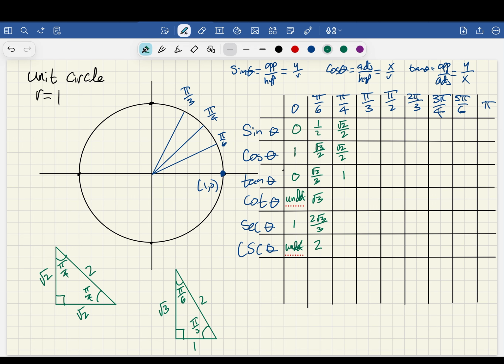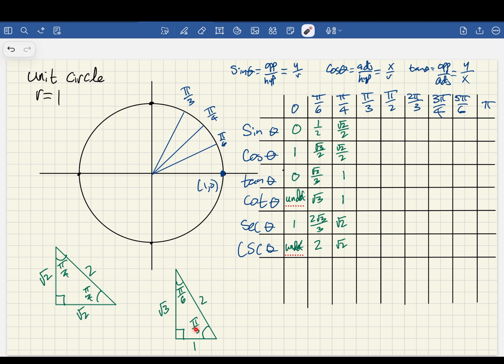The tangent, which is opposite over adjacent, or square root of 2 over square root of 2, is 1. The cotangent, which is the adjacent over the opposite, or the tangent inverted, would also be 1. The secant, which would be the hypotenuse divided by the adjacent, 2 over the square root of 2, would simplify to the square root of 2. And the same with the cosecant.